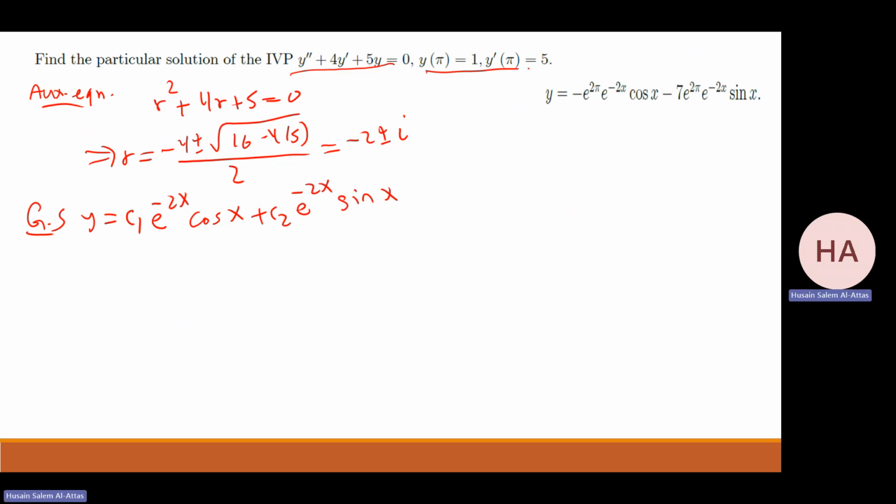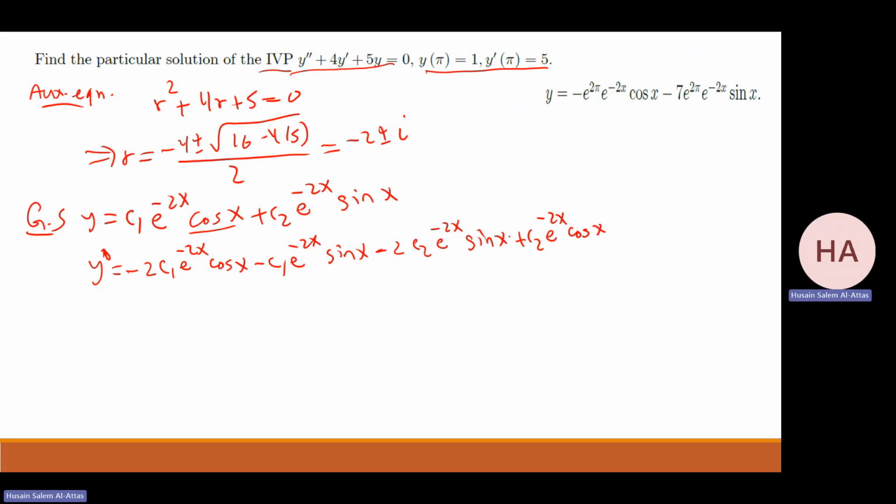Now, since I have an initial value problem, I need to find the constants. So I need to find y prime first. y prime will be what? I need to be careful, it's a product of two functions. Minus 2 c1 e to the minus 2x cosine x minus c1 e to the minus 2x sine x, since the derivative of cosine is minus sine. Then minus 2 c2 e to the minus 2x sine x plus c2 e to the minus 2x cosine x.